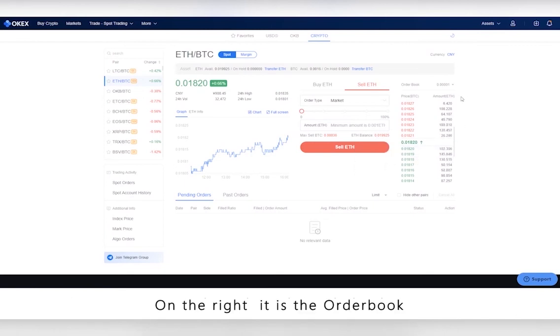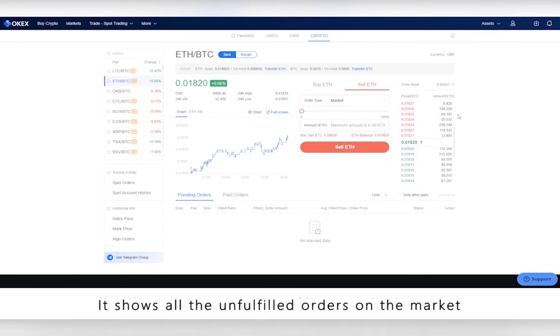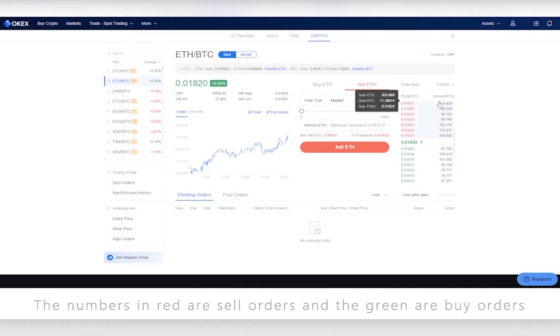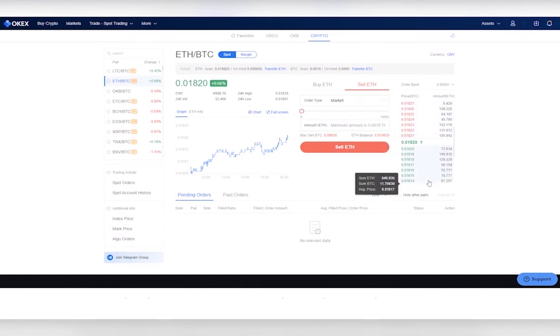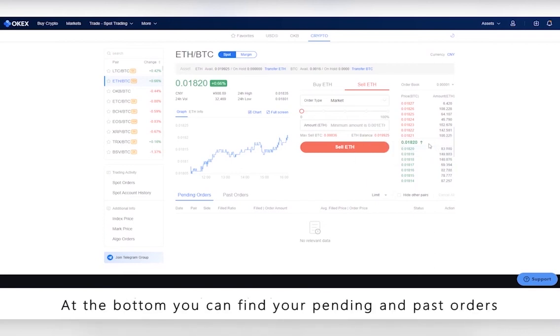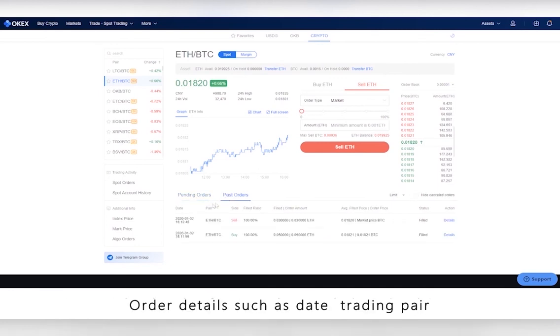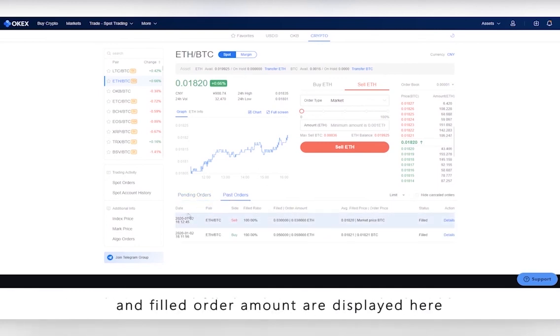On the right is the order book. It shows all the unfulfilled orders on the market. The numbers in red are sell orders and the green are buy orders. In between is the latest traded prices. At the bottom, you can find your pending and your past orders. Order details such as date, trading pairs, and filled orders amount are displayed here.